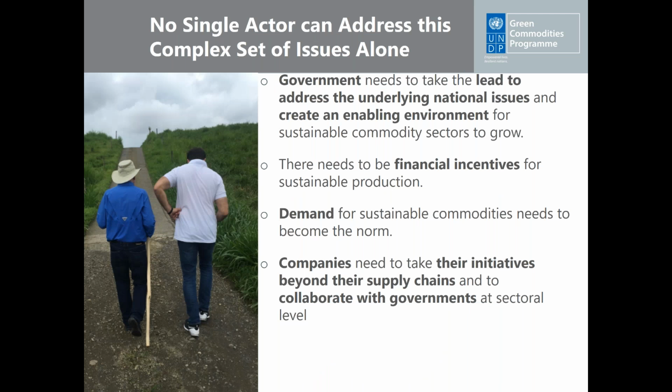It's clear that no single actor can address the complex set of issues alone. It's not easy to move from unsustainable production to sustainable production, and from unsustainable consumption to sustainable consumption. In fact, UNDP has identified many countries where there's little clarity on land tenure, making it very difficult to move towards sustainable production and consumption.